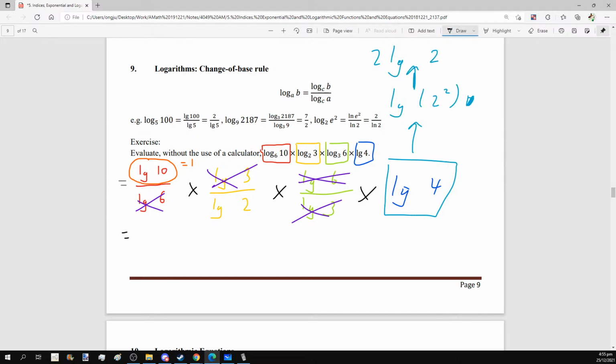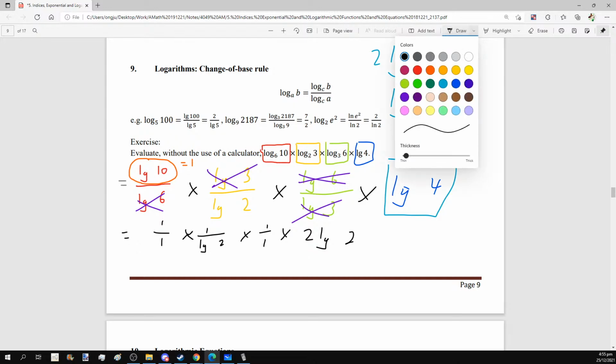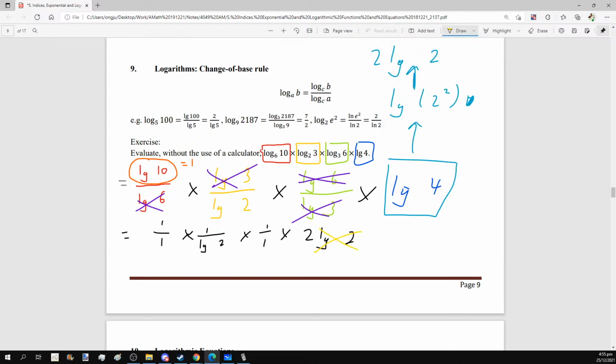So from here, we will have 1 over 1 times 1 over LG2 times 1 over 1, the third person got a double cancellation, times 2 LG2. Like so. From here, it is apparent that we can cancel the LG2 here for the LG2 there. And of course, multiplying by 1 over 1 is useless. Let's get rid of that. 1 on the numerator multiplied by 2, right? In this particular section, 1 times 2 will simply give me 2, and that is the final answer. We are done. Not bad.